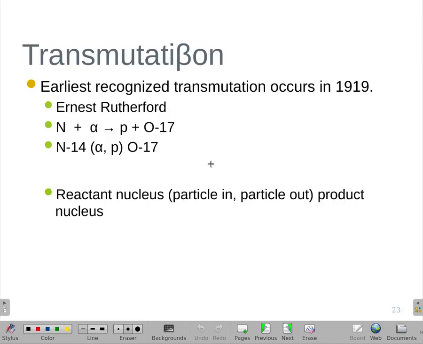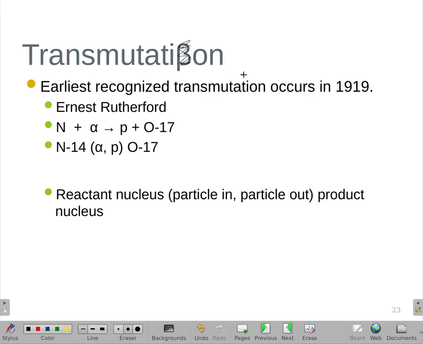All right, transmutation. Oh, I like that. That should not even be there. Transmutation is the art or the science of turning one element into another element.